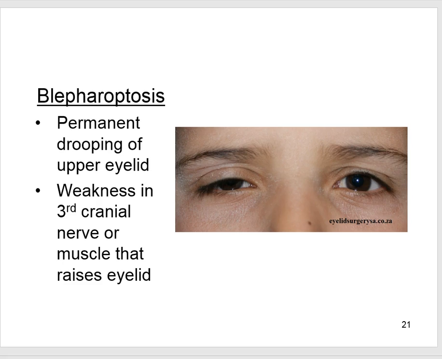Blepharoptosis. This is a permanent drooping of the upper eyelid. This is caused by a weakness in the third cranial nerve, which is the oculomotor nerve, or muscle that raises the eyelid.